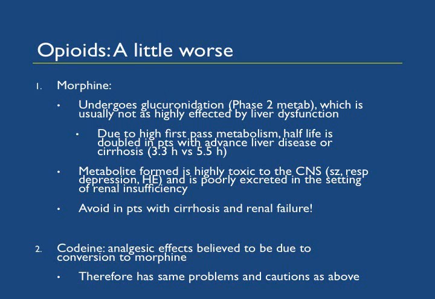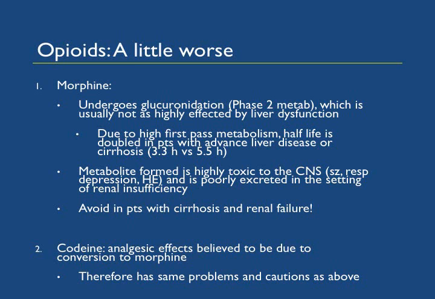More importantly, the metabolite that is formed by metabolism of morphine is highly toxic to the CNS and can result in seizures, respiratory depression, and hepatic encephalopathy. And this metabolite is also poorly excreted in the setting of renal insufficiency. So overall, it is probably best to avoid morphine in patients with cirrhosis and renal failure.